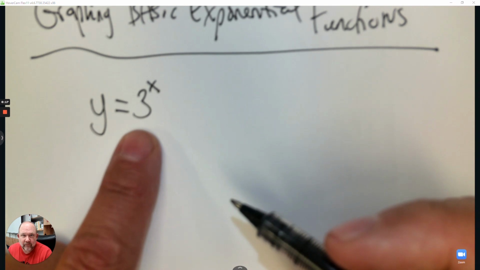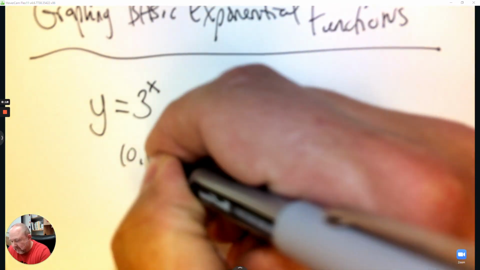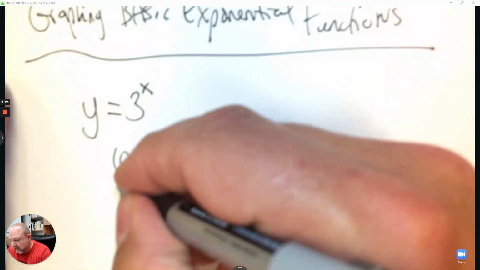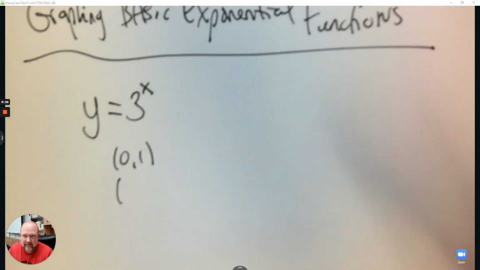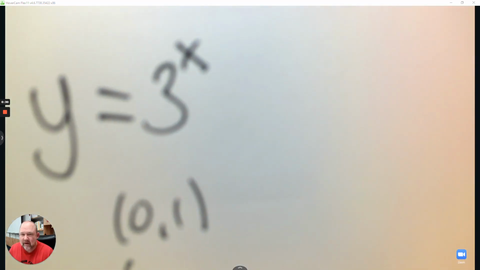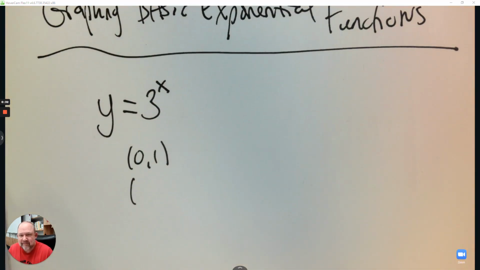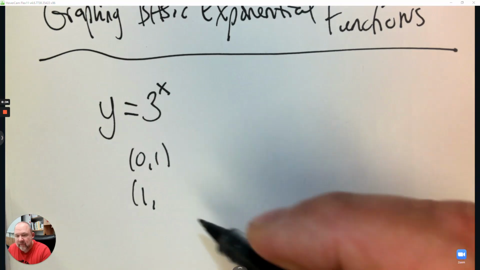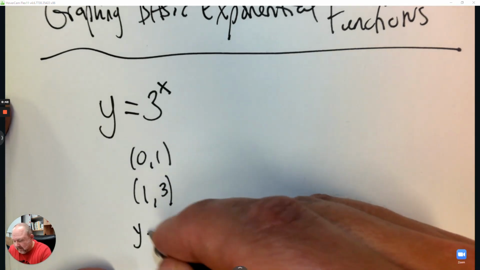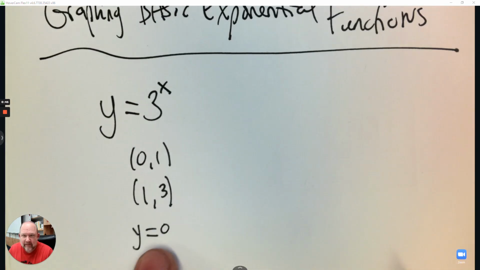All right, so for a basic exponential, a point that's on every one of them is the point (0, 1). For the second point, I need to recognize if the base is bigger than 1 or smaller than 1. This base is positive 3, so I use positive 1 and what the base is. We're going to do an example where the base is smaller than 1. We use negative 1 and the reciprocal of the base. Last, the asymptote, which gives us the end behavior of one of the ends, is always y equals 0.